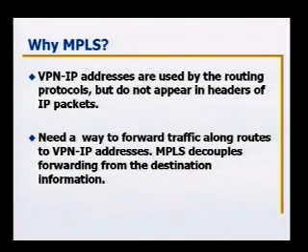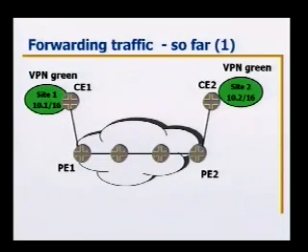So now we're going to say, let's do MPLS forwarding for these addresses. Let's see how this looks so far. I have this customer green, and he wants to forward a packet to a destination in the second site of customer green. So the packet arrives from CE1 to PE1 on the interface that PE1 associated with this customer green.